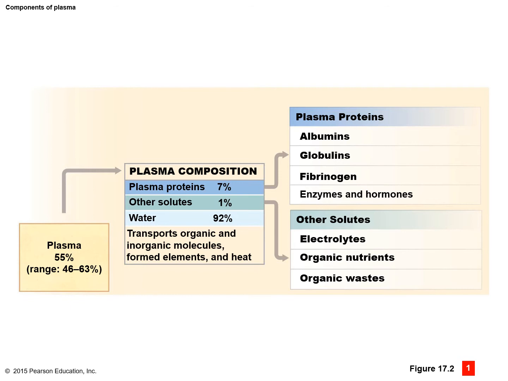The other compounds are going to be used to bind different types of compounds in the body. Globulins, for instance, could bind different hormones as they travel through. The solutes are going to be things like electrolytes, organic waste, and organic nutrients. These would, of course, be things that are just transferred to other cells in the body in order to be processed or to be eliminated.